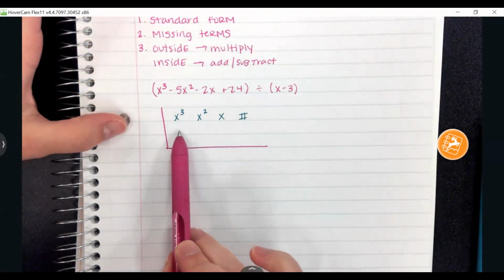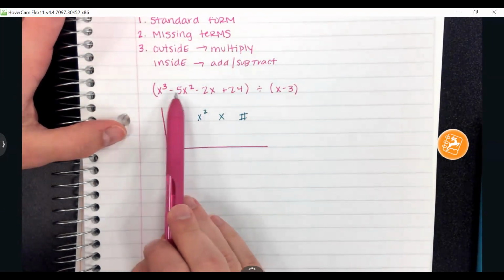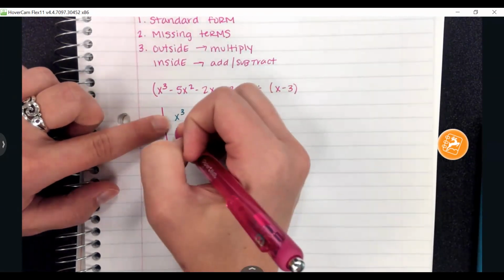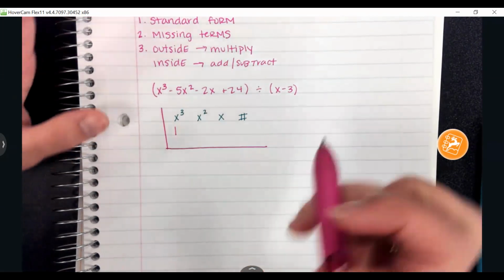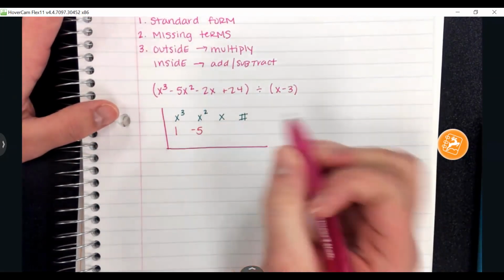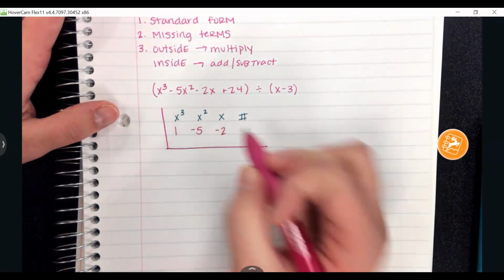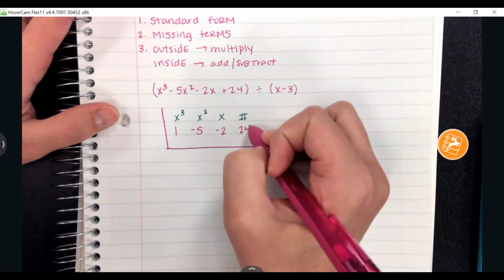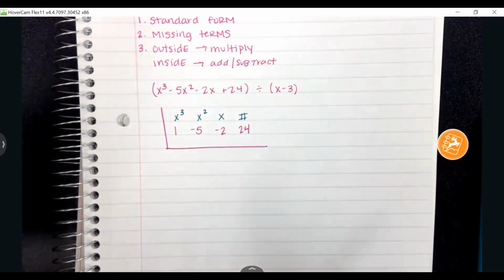The next line is going to be the coefficients. Coefficients are the numbers in front. So what's in front of x cubed is a 1. What's in front of x squared? -5. What is in front of x is a -2. And my number is a 24. Questions so far? We're just setting it up, okay?